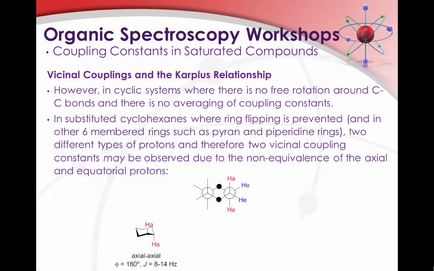For two axial hydrogens, the dihedral angle is 180 degrees and therefore a relatively large coupling constant of 8 to 14 Hz is observed. For two equatorial hydrogens, the dihedral angle is 60 degrees and therefore a smaller coupling constant of 1 to 5 Hz is observed. Finally, when we have one equatorial and one axial hydrogen, the dihedral angle is also 60 degrees, so we see a smaller coupling constant of 1 to 5 Hz.